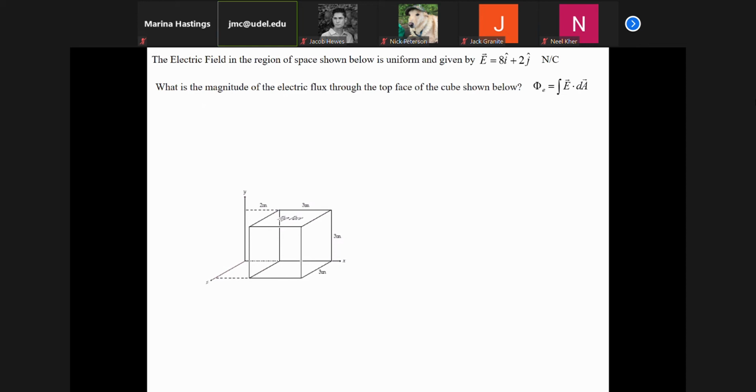Notice the integral is shown here. It doesn't have a circle on it because it's not a closed surface. We're only concerned with the top face of this cube. And as I already pointed out, the electric field is the same magnitude and direction everywhere in space, and most importantly on the top face of this cube.